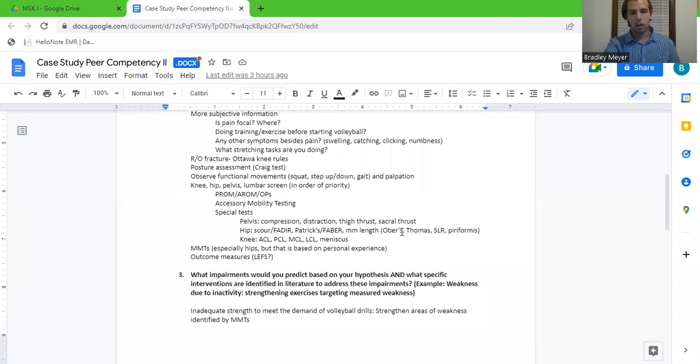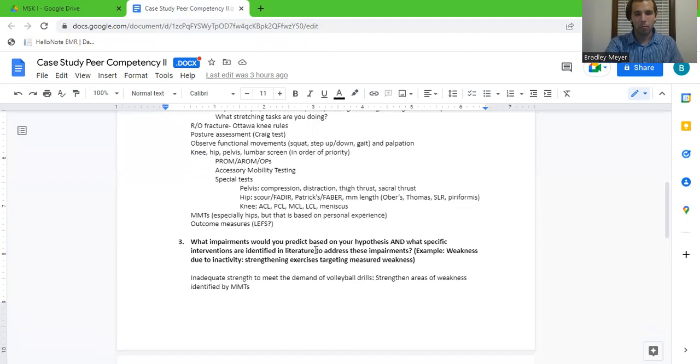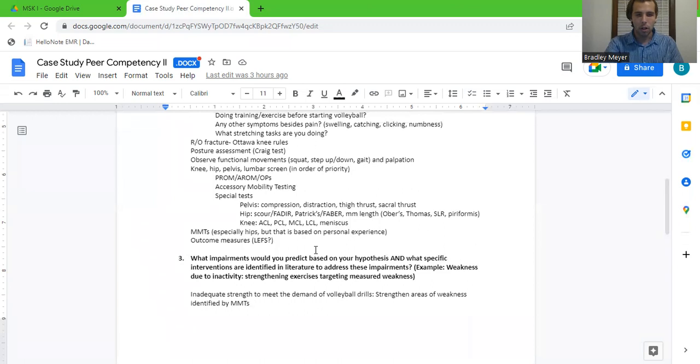After doing those screens, I could perform some manual muscle tests. And for the muscles that cross the knee joint as well as the hip, I would probably focus more on the hip based on my personal experience as being a high school athlete and working with high school athletes. Seems like hip weakness is kind of an issue, but again, that's only based on my experience. So not a very high level of evidence there.